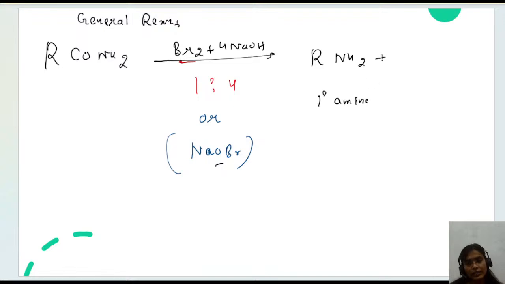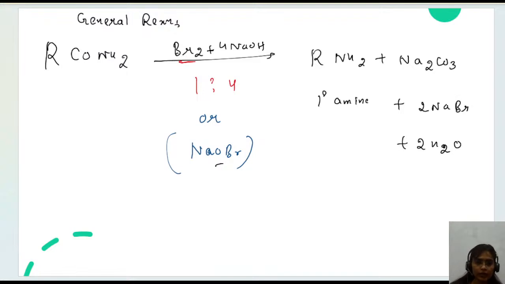The side product is also very important here: Na2CO3 plus 2NaBr. This is the only naming reaction where we need to remember the side product along with the stoichiometric coefficients. So Br2 plus 4NaOH. The stoichiometry has to be maintained because the ratio is really important. You can remember the side products directly and then balance the equation if you are smart enough. Otherwise, remember 2, 2 and 1. This is the simple general reaction.